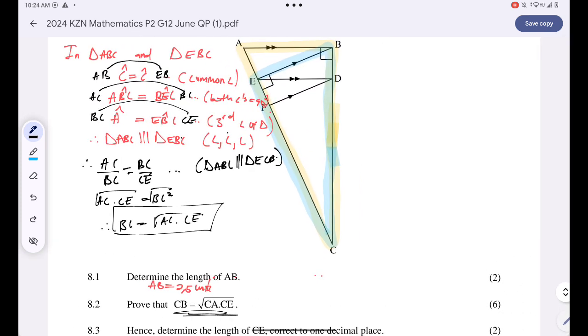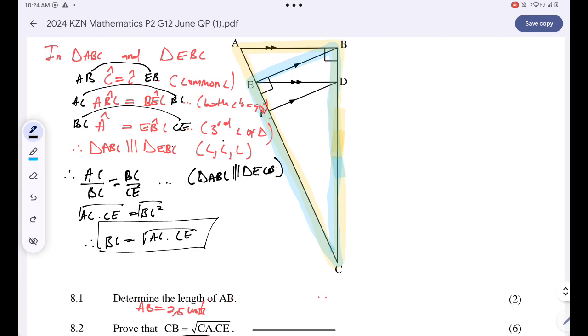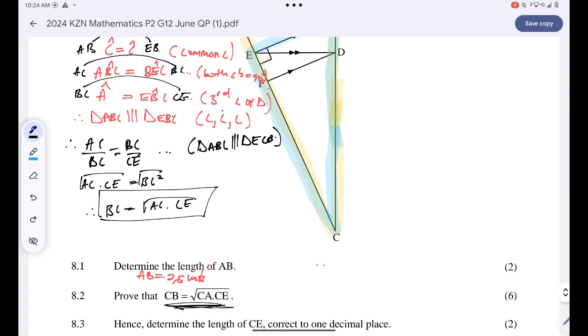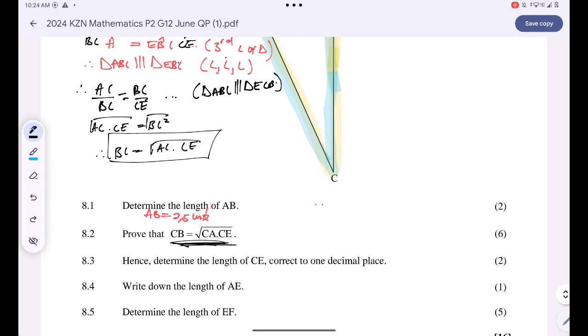Are you together? The first thing I had to do was to prove that triangle ABC is similar to triangle EBC, and then find the corresponding sides which are in the same proportion, and then prove this statement over there. Okay, and now we are told to find the size of CE.